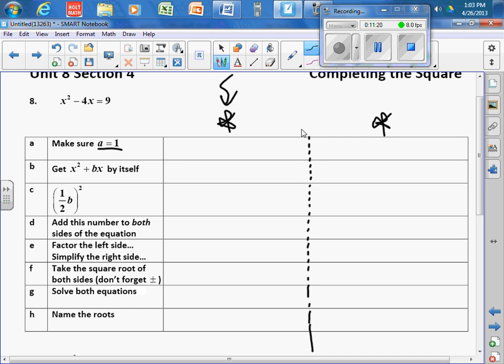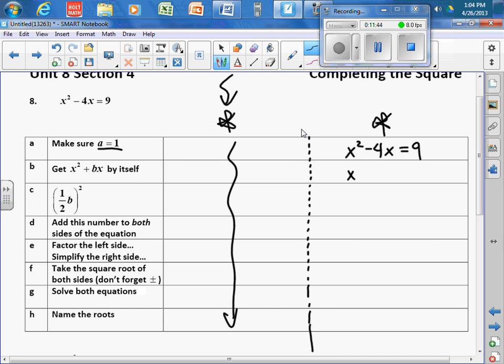All right, I need to make sure I have a is equal to 1. We have that. Rewrite the equation. X squared minus 4x is equal to 9. Now, if you already have this over here, no problem. Just leave it. But if you've made any mistakes along the way, let's fix those in the right column.